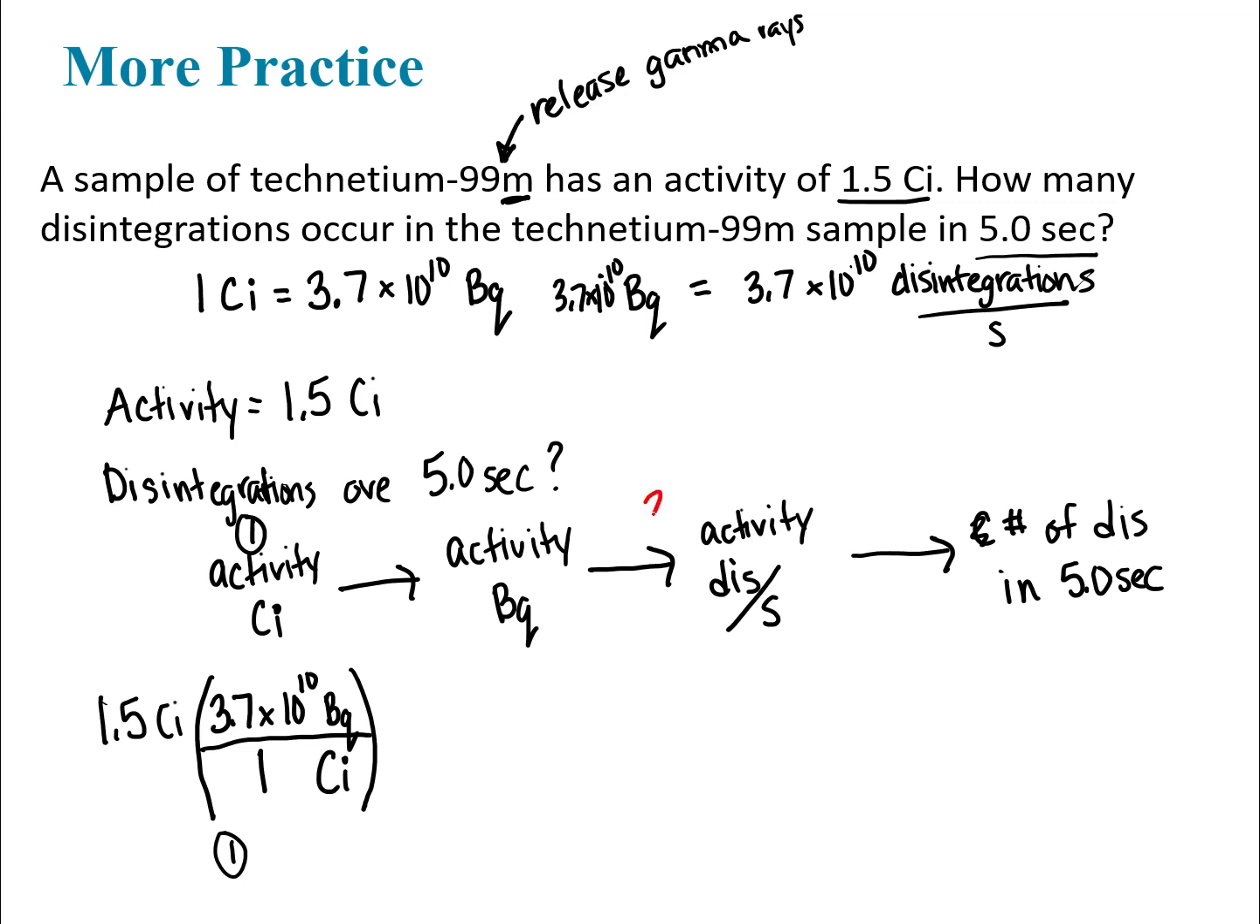Now you've got to do this second part. I'm doing it in a different color. We need disintegrations per second. And we can relate becquerel to disintegrations per second. It's a 1-to-1 type of deal. When you're doing this calculation for yourself, you don't necessarily have to go through this step or show it, but I'm showing it to you so that you understand how all of these units are related.